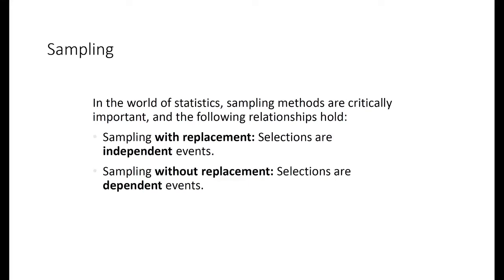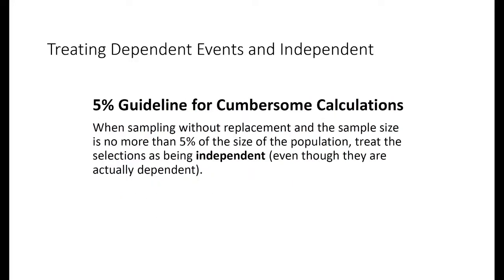Sampling with replacement, that process gives independent events, and if we do sampling without replacement, that is supposed to be dependent events. And there is a 5% guideline for cumbersome calculation. Let's say we are dealing with very huge samples, then when sampling without replacement and the sample size is no more than 5% of the size of the population, treat the selection as being independent. Though we are doing it without replacement, if the sample size is less than 5%, then for calculation purposes we can say it's independent. This is whenever we are dealing with a very huge number.